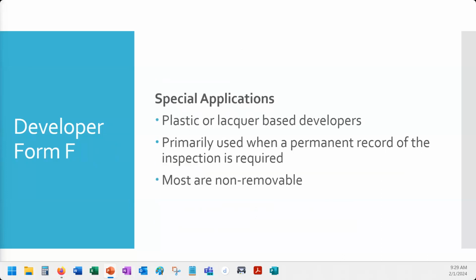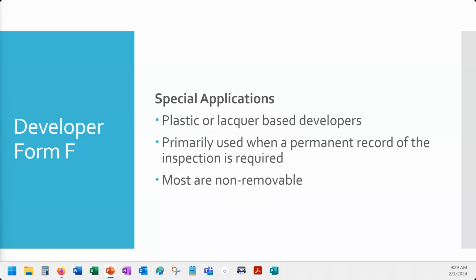The final form of developer is known as form F, and form F really isn't a single developer, but rather it is a catch-all for anything that doesn't fall in one of the other 5 categories. And so the common types of this are plastic or lacquer-based developer. What do you think? What's a plastic or lacquer-based? What do you think it does?